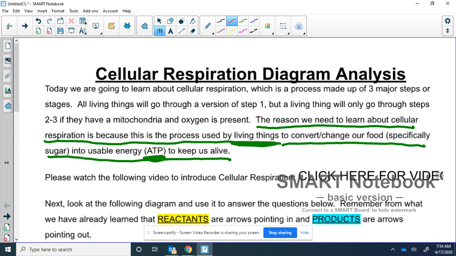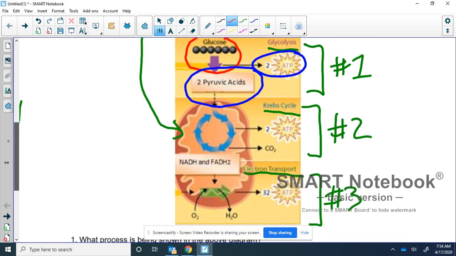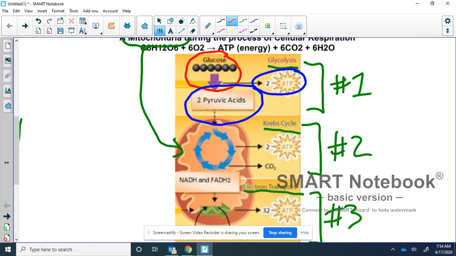Going back to the picture, the next step, Krebs cycle. The interesting thing about this one is what we made in the last cycle, these pyruvic acids, they're actually going into the next step. So what we made here, we're going to use in the Krebs cycle. Now the products for this one, there's a lot of things that are made.